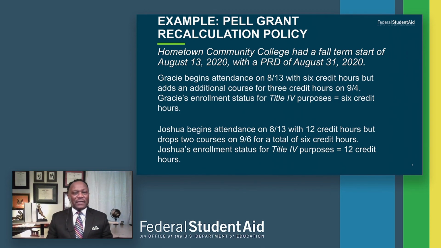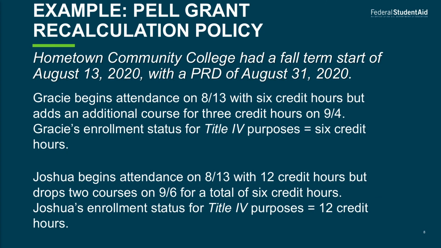Now, using the same setup from the previous page with Hometown Community College, we have a start date of August the 13th with a PRD on August the 31st. In the first scenario, Gracie begins attendance with 6 credit hours, but adds an additional course for 3 credit hours on September the 4th. Because Gracie added the class after the PRD, she is still enrolled as a half-time student with 6 credit hours.